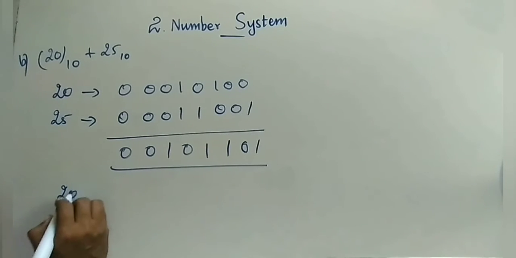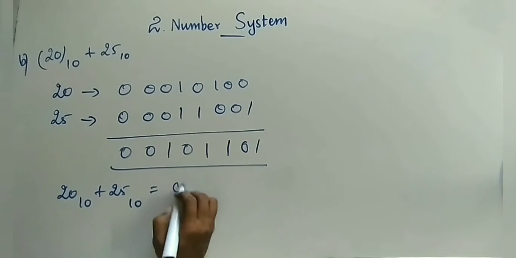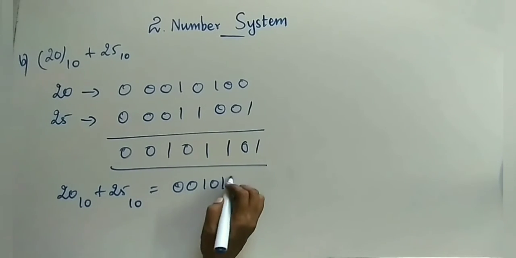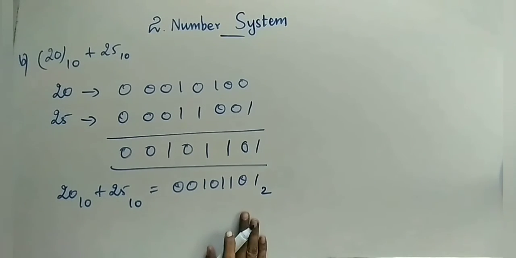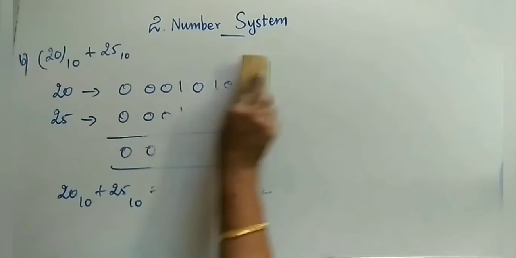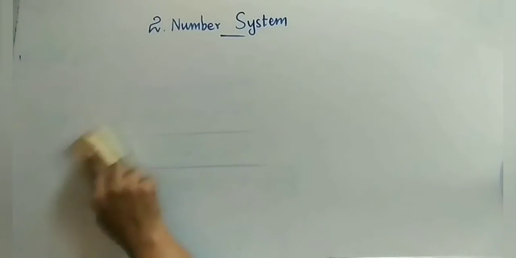So take the problem and write it down: 20 to the base 10 plus 25 to the base 10. Don't forget, do it with 8 bits itself. You can think only 2 zeros we are having, just neglect it. No need, write as it is. So clear with this one? Next we are going to see the next problem. It is your Roman letter 4, the first one, B part. What is it for you?